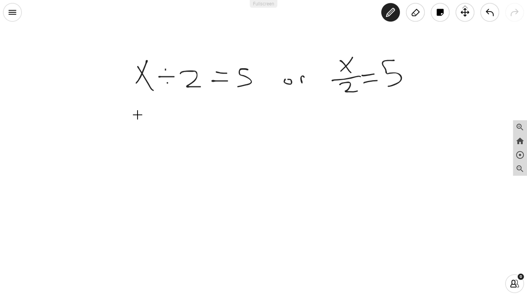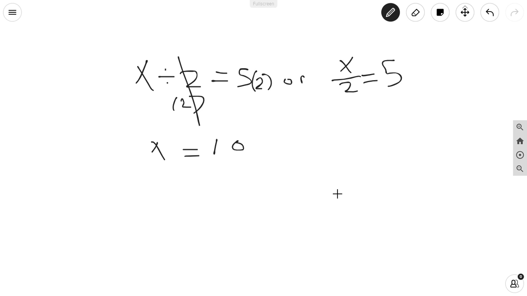So let's solve it. So x divided by 2 equals 5. In order to get rid of this 2, I need to multiply by 2 since I'm dividing by 2. So multiply this by 2. Multiplying by 2 here, so this cancels out. 5 multiplied by 2, so x equals 10. You plug that in, it'll work. 10 divided by 2 equals 5.